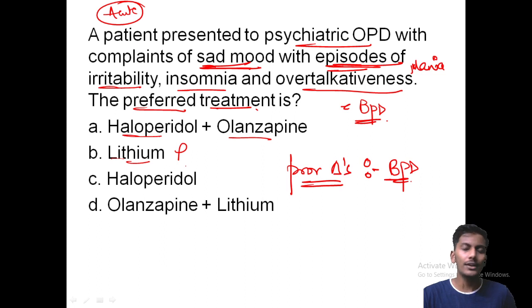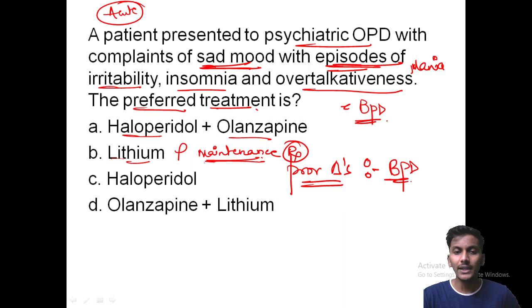Lithium alone is not the drug of choice in cases of acute episodes, right? Please remember, it is the drug of choice in cases of maintenance therapy. It is a mood stabilizer. Lithium, valproate or carbamazepine can be used as mood stabilizers. So for maintenance therapy, lithium, valproate or carbamazepine can be used. Lithium is the drug of choice for maintenance therapy of BPD, not for acute cases.